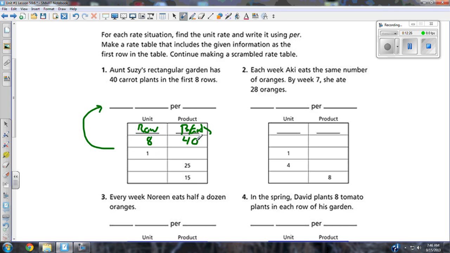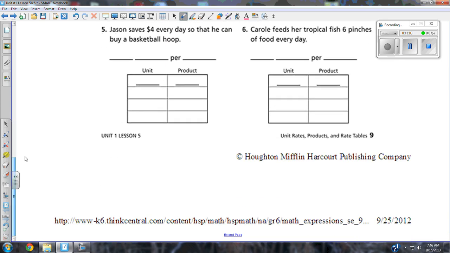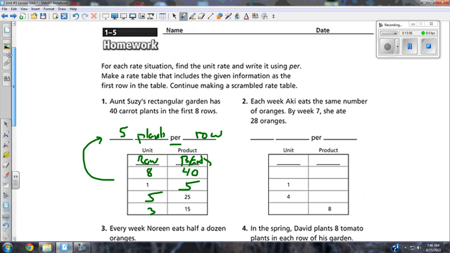So 8 goes into 40 how many times? 5. So if there was 1 row, you would have 5. So you just figured out that for every 5 plants, for 1 row, per row. So that's where the per part. So 25 would be 5, and 15 would be 3 rows. Okay, so that's what you'll do in class. All 6 of them are exactly the same. And you have your remembering page as well.